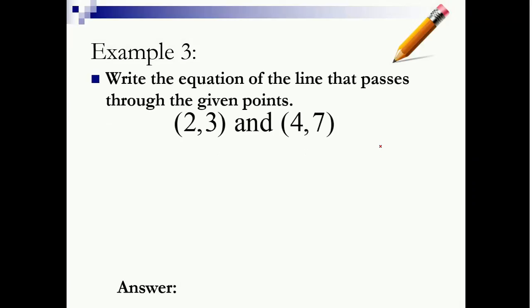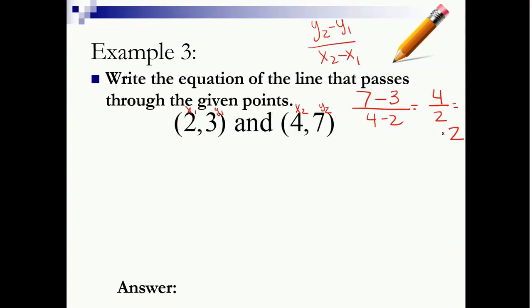Now, what about me just giving you 2 points? (2, 3) and (4, 7). Find me the line. What am I going to do? Well, I'm going to first find my slope. I want to know what the slope is. So I'm going to use that y2 minus y1 over x2 minus x1 formula. So x1, y1, x2, y2, I'll label so I can keep track here. y2 is 7, y1 is 3, so I got 7 minus 3 up there. And then 4 minus 2. So 4 over 2, which is just 2. So my slope is 2.